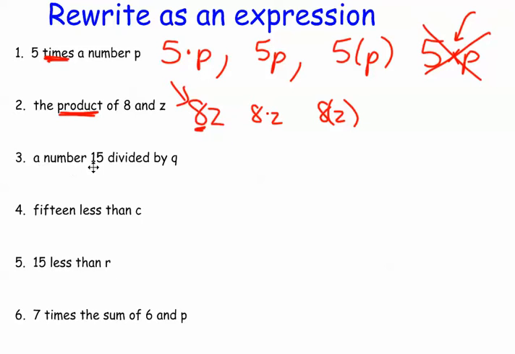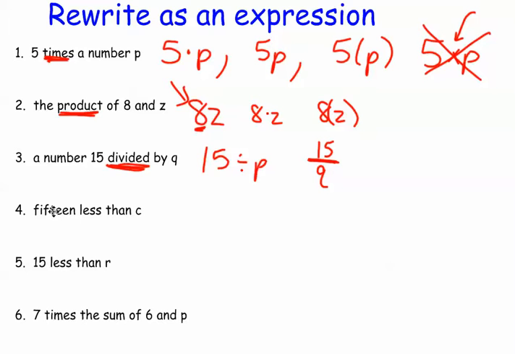A number 15 divided by p, so obviously it's telling you right away, 15 divided by p. You also need to remember that you can write division so that it looks like a fraction. Okay, so this is a division sign as well.